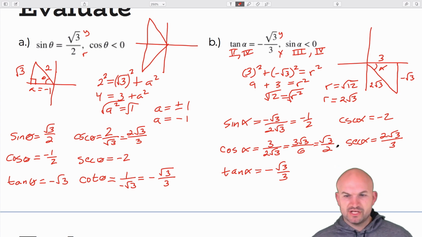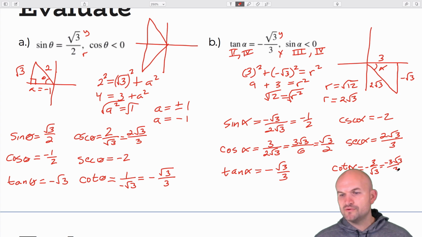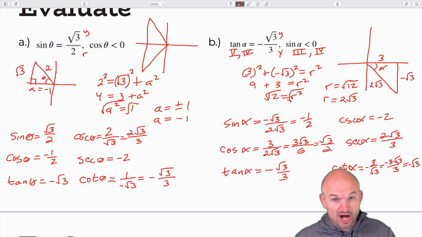And then cotangent. I'm actually going to go back to the triangle. Cotangent of alpha, because I don't really want to reciprocate that, but the cotangent, remember, is x over y, which again, you're not going to really get away from it then. So it's a negative 3 over the square root of 3. Rationalize the denominator is a negative 3 square root of 3 over 3, which equals a negative square root of 3. Just trying to fit that in all the way at the end.